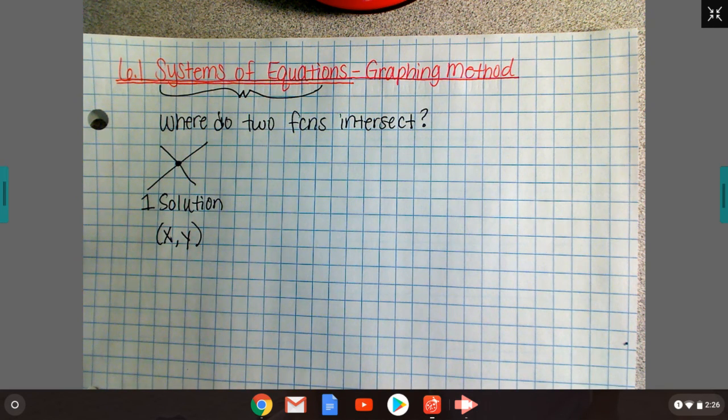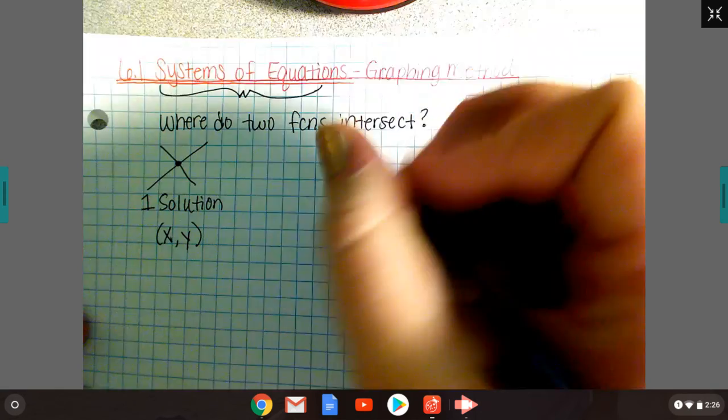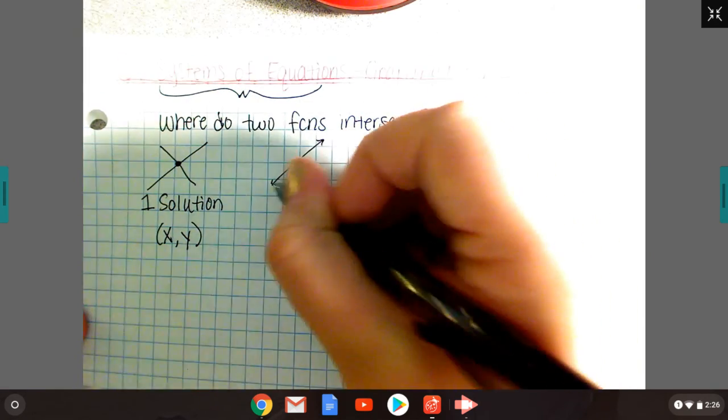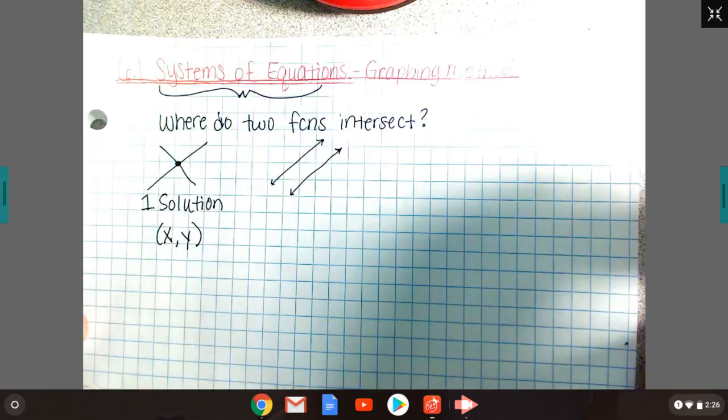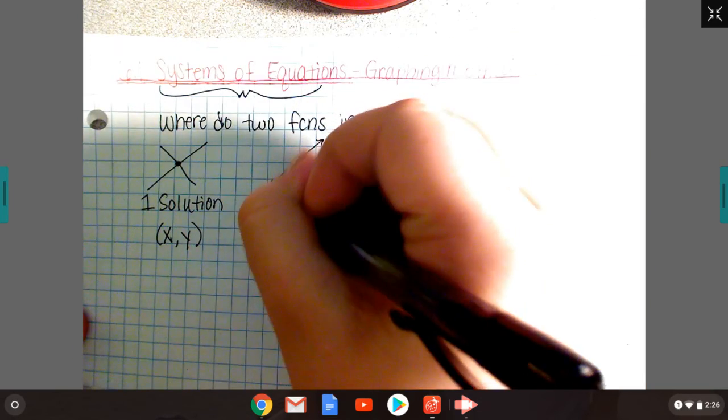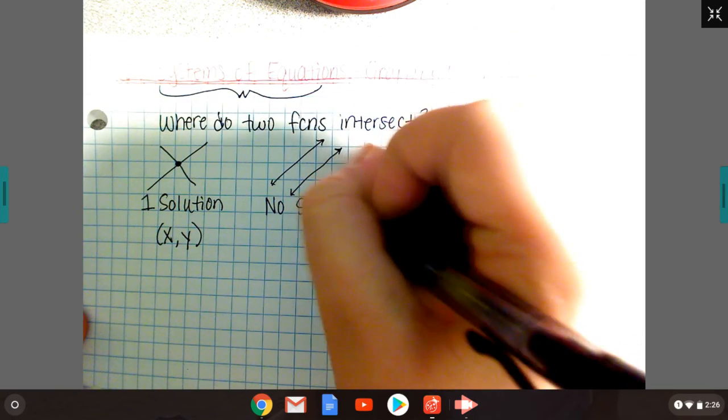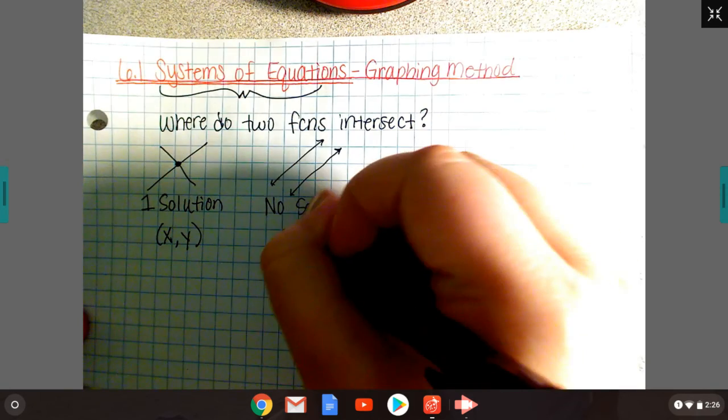The next situation is maybe they never cross. That picture would look like a parallel line set. So if they have no solutions, that was because they were parallel.